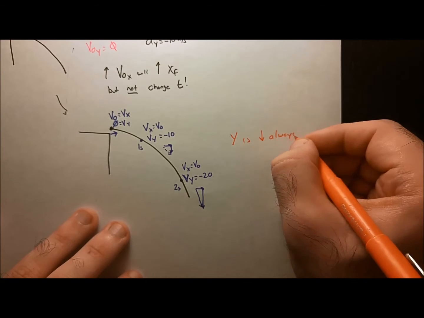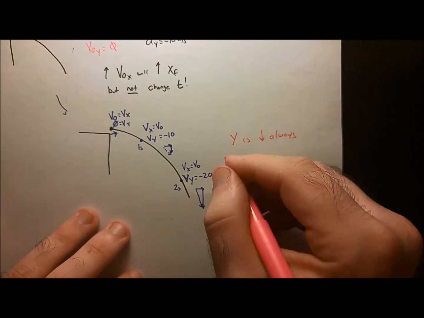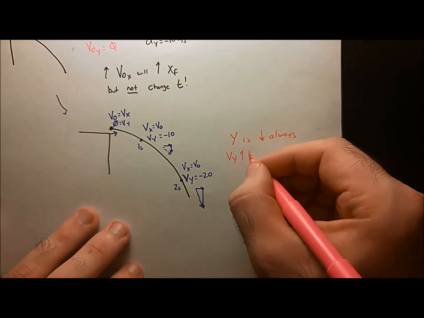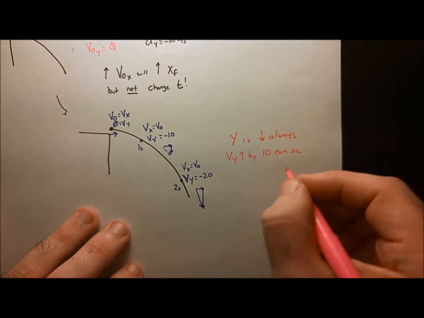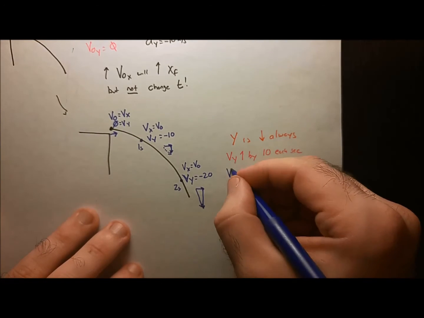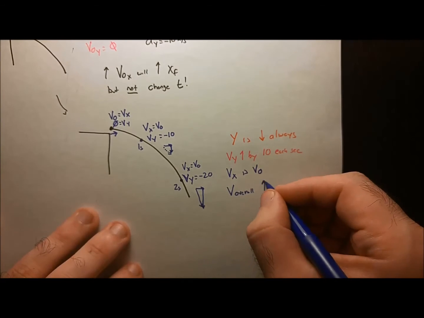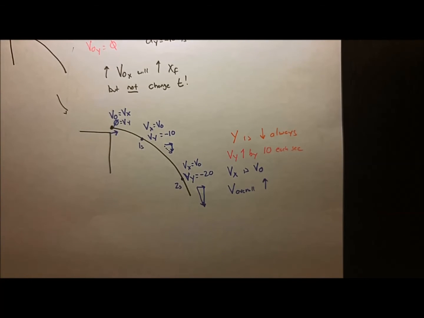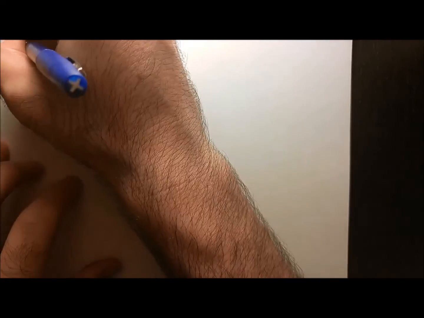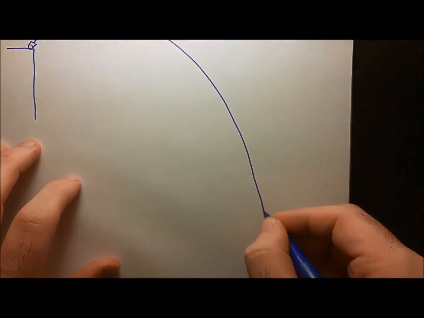In other words, the y displacement is getting more negative. The y velocity is increasing by negative 10 each second. The x velocity is still the original velocity because the x velocity doesn't change. But the overall velocity is going up because you're going from just an x value to an x value and 10, an x value and 20. The overall, which is the hypotenuse, keeps getting bigger and bigger.